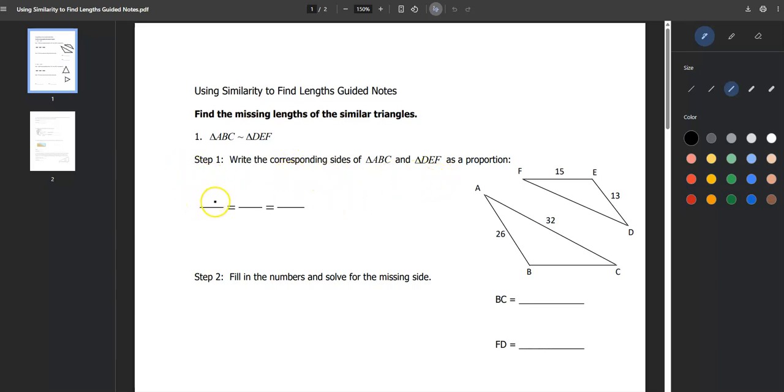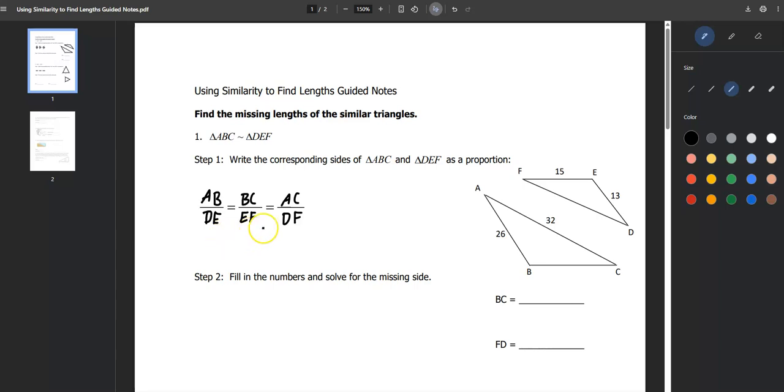So generally speaking, this would be AB over DE. This would be BC over EF. And again, all I'm doing is taking the first and second, and then second, third, those corresponding parts. And then the last one would be AC over DF.